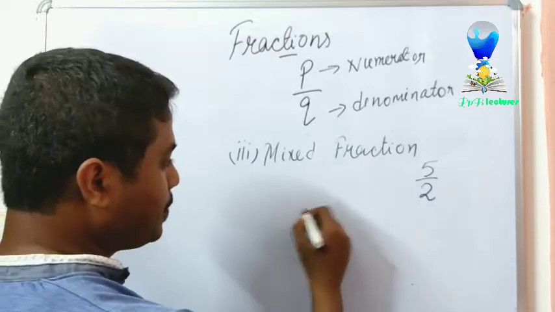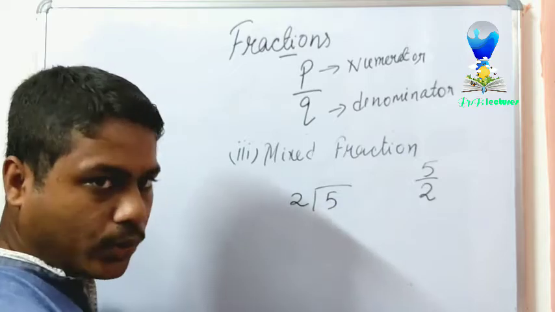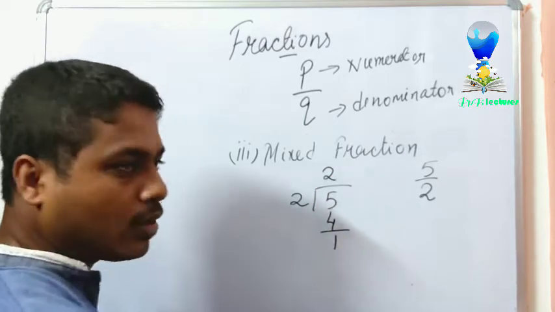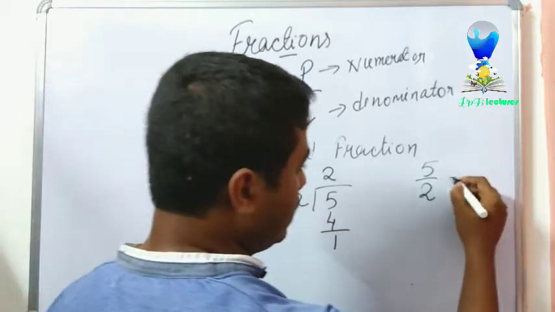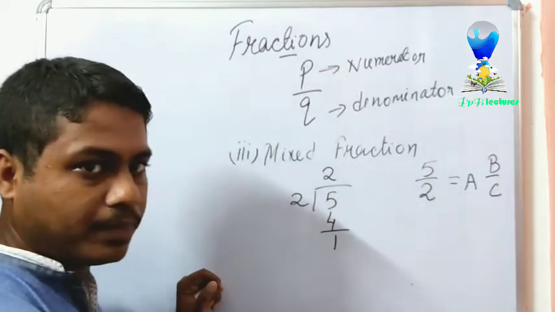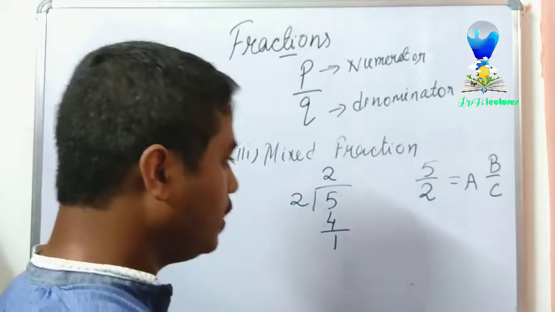How to convert it? So this means that your 5 is divisible by 2. So this will be 2 2s are 4. Remainder it will be 1. We write the mixed fraction in this way. It is written as A B by C. Okay, how will you write this A, B by C form?